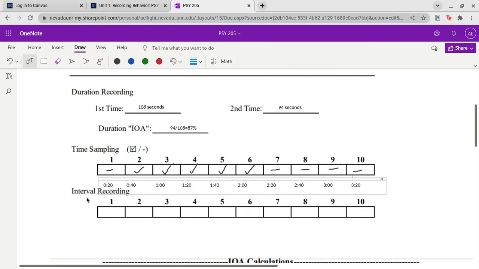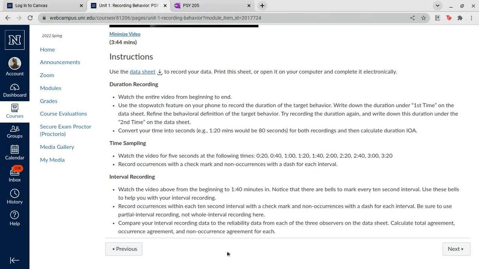And so next we're going to do interval recording. So for this one, it's a little bit different because you are watching for those whole intervals. So it is 10 seconds from the beginning of the video up until 1:40. So at each of the 10 seconds, and this video is nice because it gives you the little bells, so you don't really have to watch the time. So for this one, we are doing, let's see.